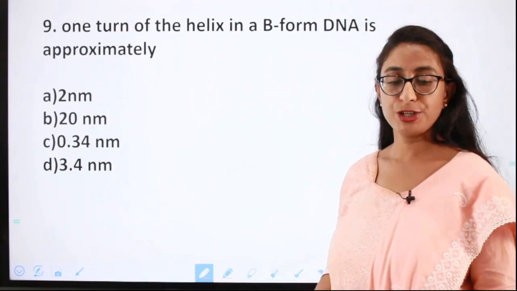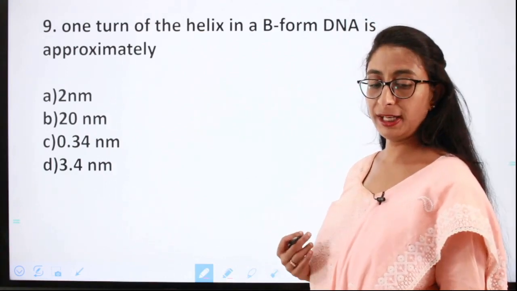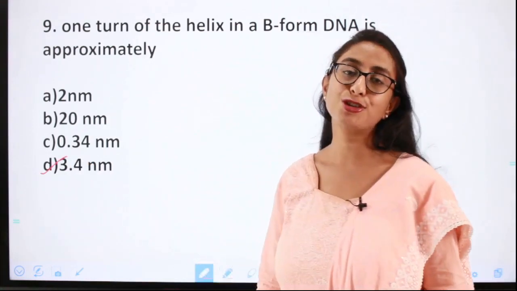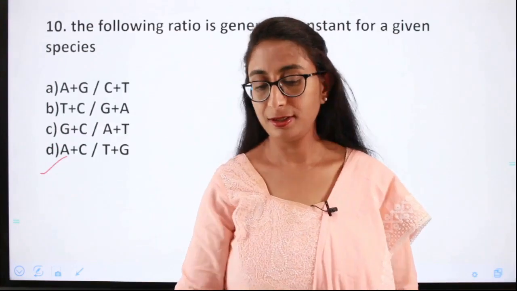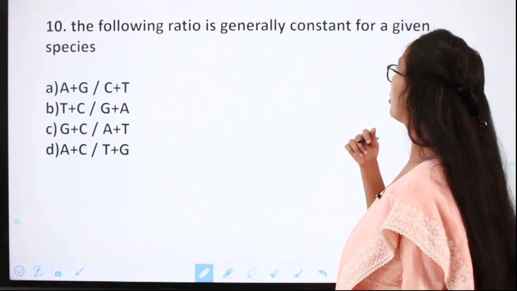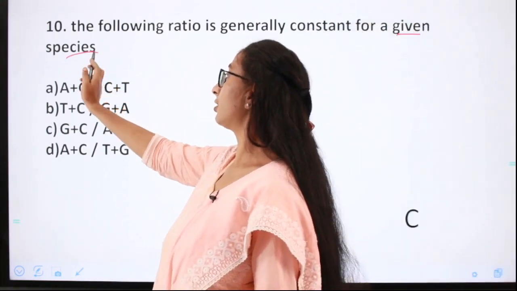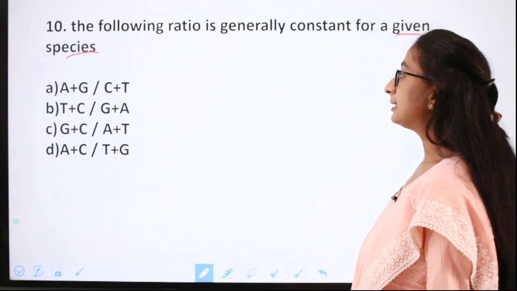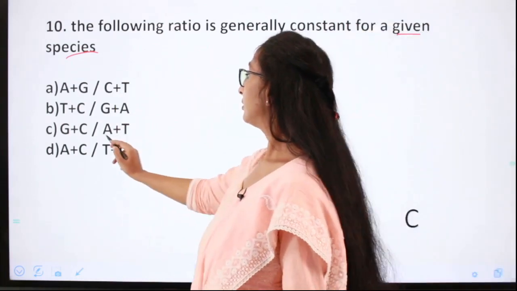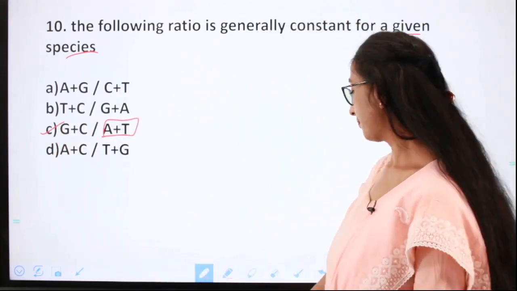This is a factual question again. One turn of the helix in a B-form DNA is approximately 3.4 nanometer or 34 angstrom unit. The following ratio is generally constant in a given species. So here they are speaking about the third rule of Chargaff's rule, isn't it? So it is the AT ratio which is constant for a species. AT is here, isn't it? So C is the right answer option.